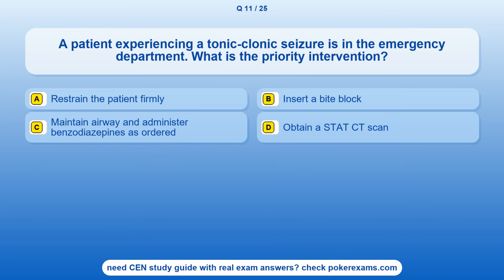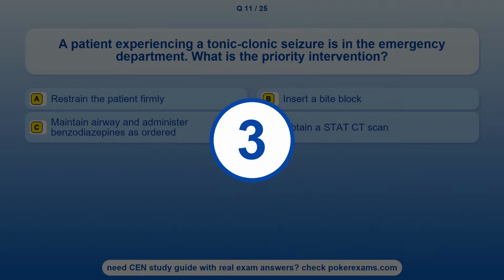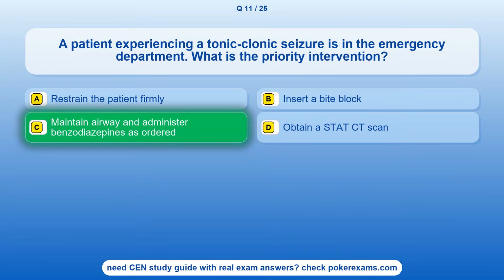Question 11. A patient experiencing a tonic-clonic seizure is in the emergency department. What is the priority intervention? Option A. Restrain the patient firmly. Option B. Insert a bite block. Option C. Maintain airway and administer benzodiazepines as ordered. Option D. Obtain a stat CT scan. The correct answer is option C. Maintain airway and administer benzodiazepines as ordered.